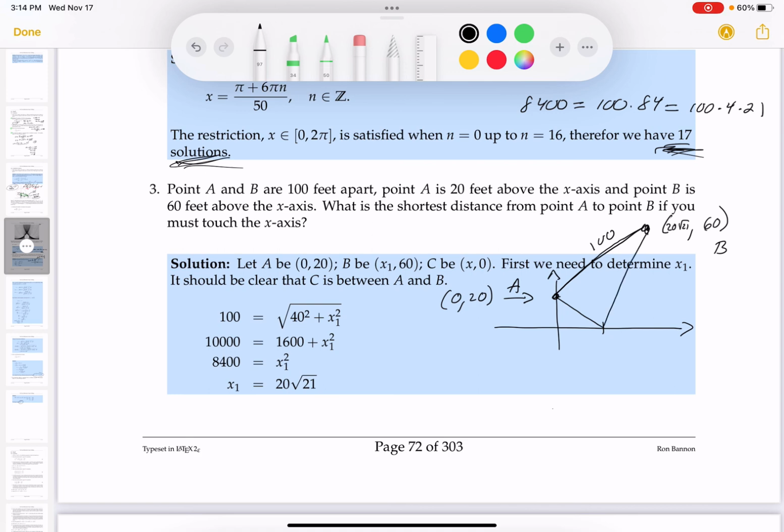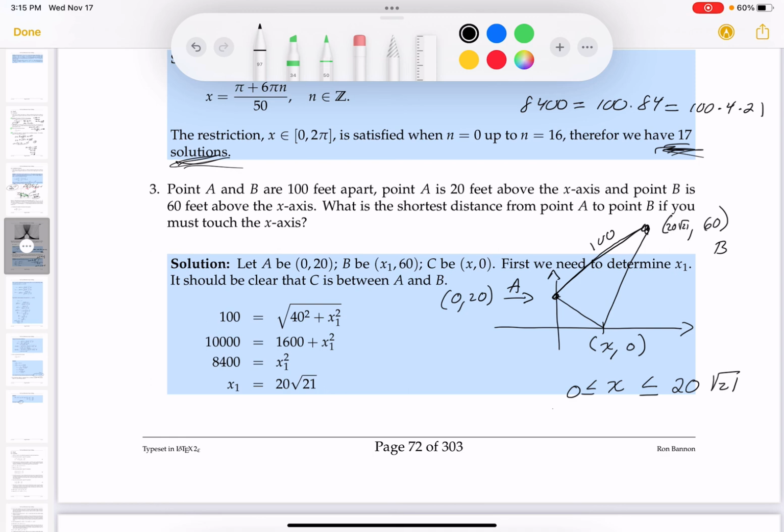All right? So I don't know what that point is, though. So I'm going to simply say it's (x, 0). I have no idea. Now, I think you have some intuition about this. I think you know the x has to be greater than or equal to 0, and it has to be less than or equal to 20√21.